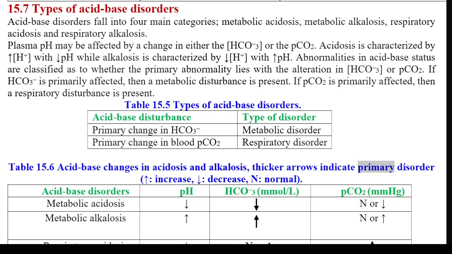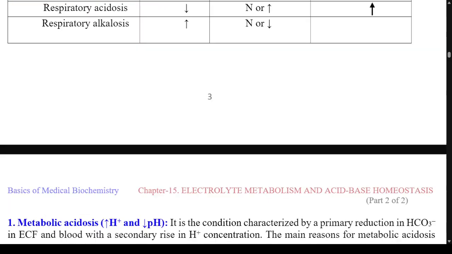Thicker arrows indicate primary disorder; upward arrow, increase; downward arrow, decrease; N, normal. Acid-base disorders: pH, HCO3, mol/L, PCO2, mmHg. Metabolic acidosis: downward arrow, N or downward arrow. Metabolic alkalosis: upward arrow, N or upward arrow. Respiratory acidosis: downward arrow, N or upward arrow. Respiratory alkalosis: upward arrow, N or downward arrow.